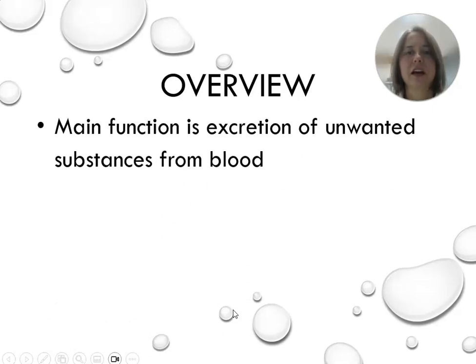So, please write down the overview of the urinary system. So what do we need to know? What are the big ideas? So the main function is excretion of unwanted substances, taking it out of the blood.